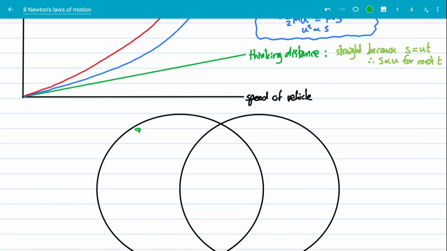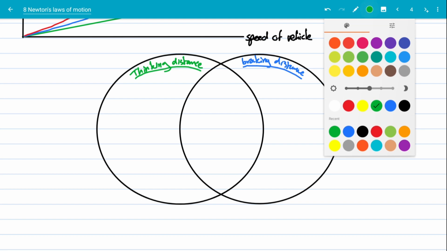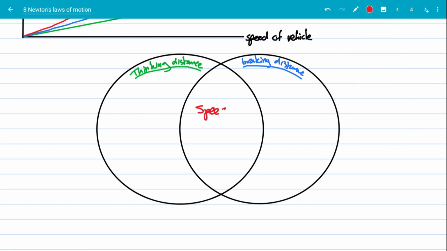Thinking distance. And on the right, in blue, we're going to have braking distance. Okay, let's start filling in the gaps. So we know something that affects both of them is speed. We've already seen that. So let's put that in the middle. Speed affects them both.